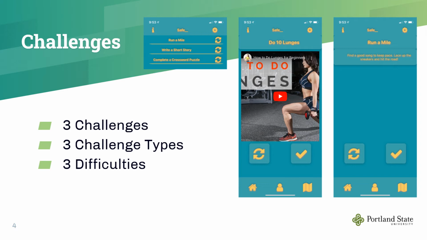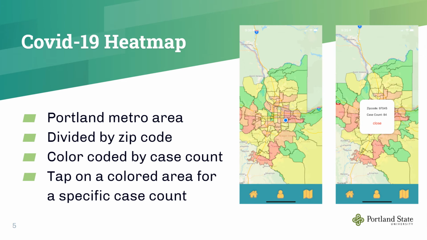With this variety of challenges, and with the ability to refresh to get the challenges you want, we believe that anyone who picks up our app can find something healthy and productive to do. The COVID-19 heat map shows confirmed COVID case data by zip code. Green-colored areas represent 0 cases, and red means there's a high case count. You can tap on an individual zip code to get the actual case count.